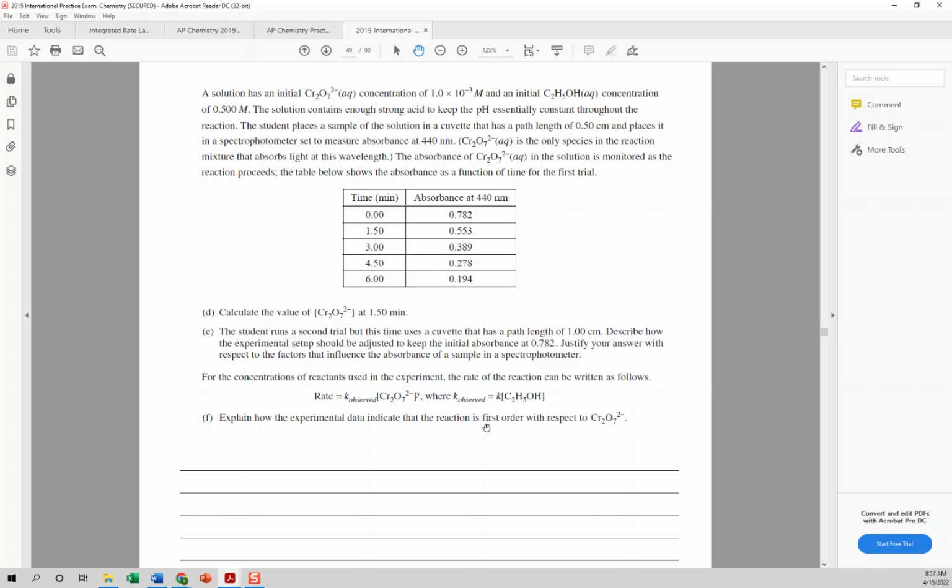But the better way, the faster way, is look for half-lives, okay? If you do 0.782 divided by 2, that's around 0.389. And if you do 0.389 divided by 2, that's 0.194. So the first half-life took 3 minutes. The second half-life took also 3 minutes. Therefore, it's first order. And that's the explanation. That's the first explanation they were looking for. And again, you don't have to change this to concentration. And this could have also been partial pressures.